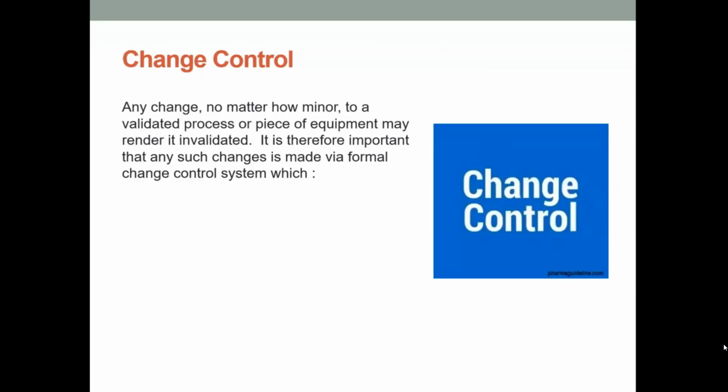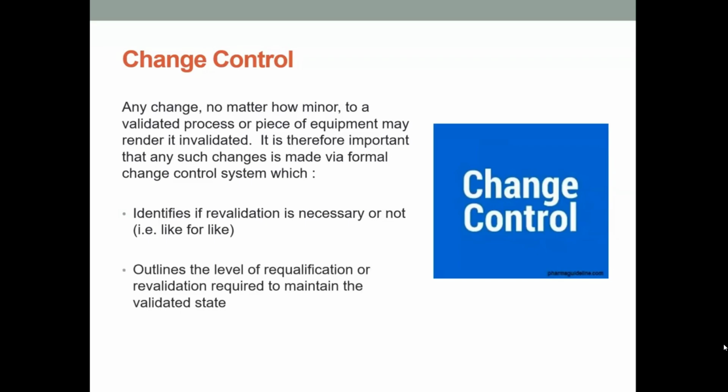Any change, no matter how minor it is, to a validated process or a piece of equipment could render it invalidated. It's therefore really important that any such changes are made via a formal change control system. The formal change control system then will identify if revalidation is necessary or not. So if your change is a like for like. So like for like could be changing out a component or a piece of equipment for the exact same part or specification.